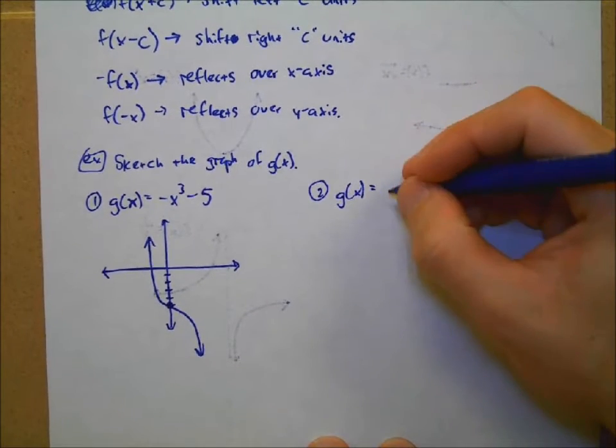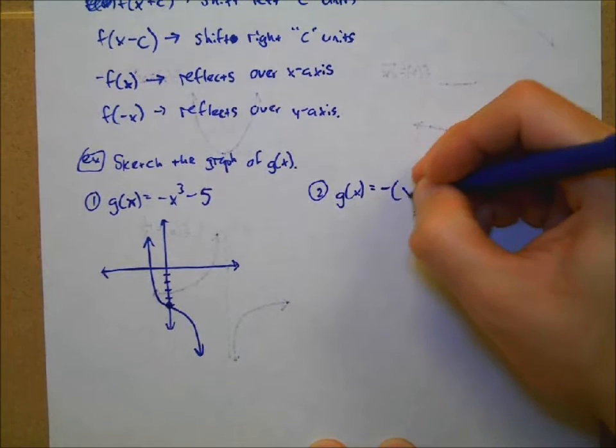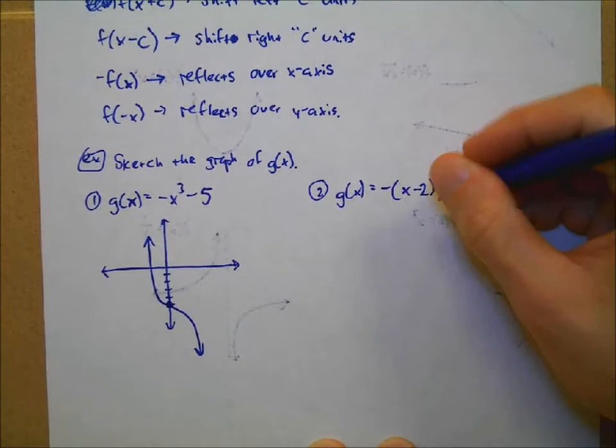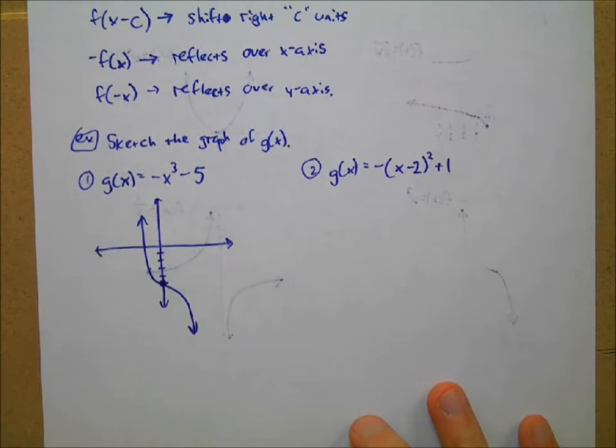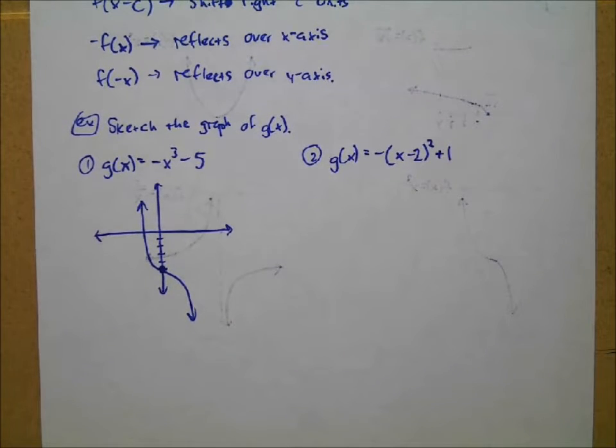Let's try another one. Negative quantity x minus 2 squared plus 1. So what's our parent function going to be here? X squared, right? Our quadratic there. What kind of transformations are we going to have happen here, though? Shift up 1.